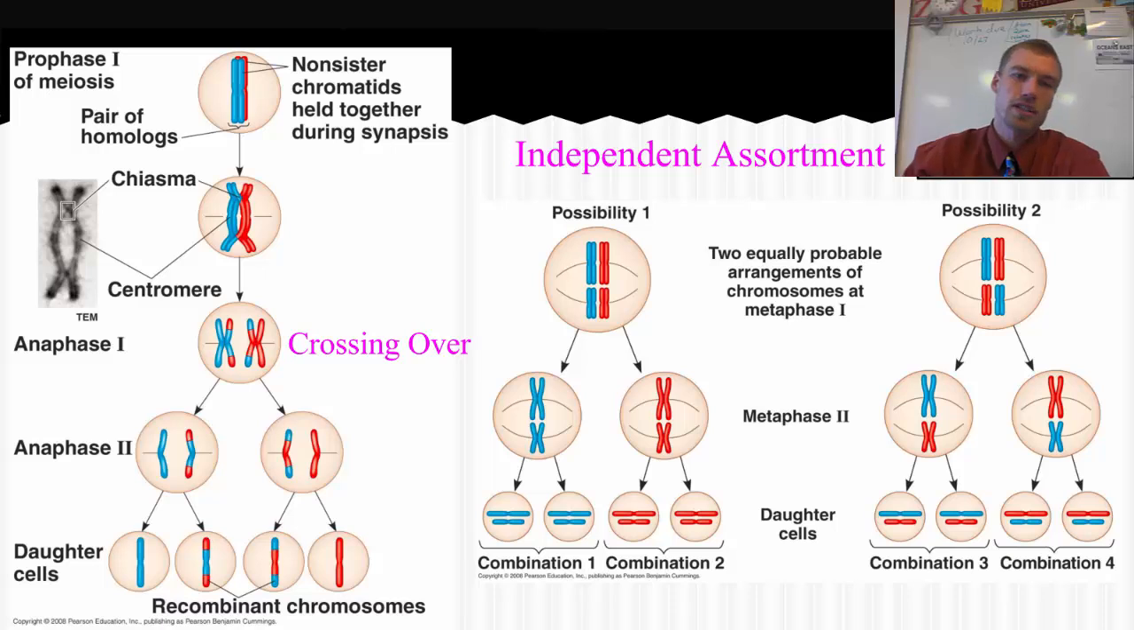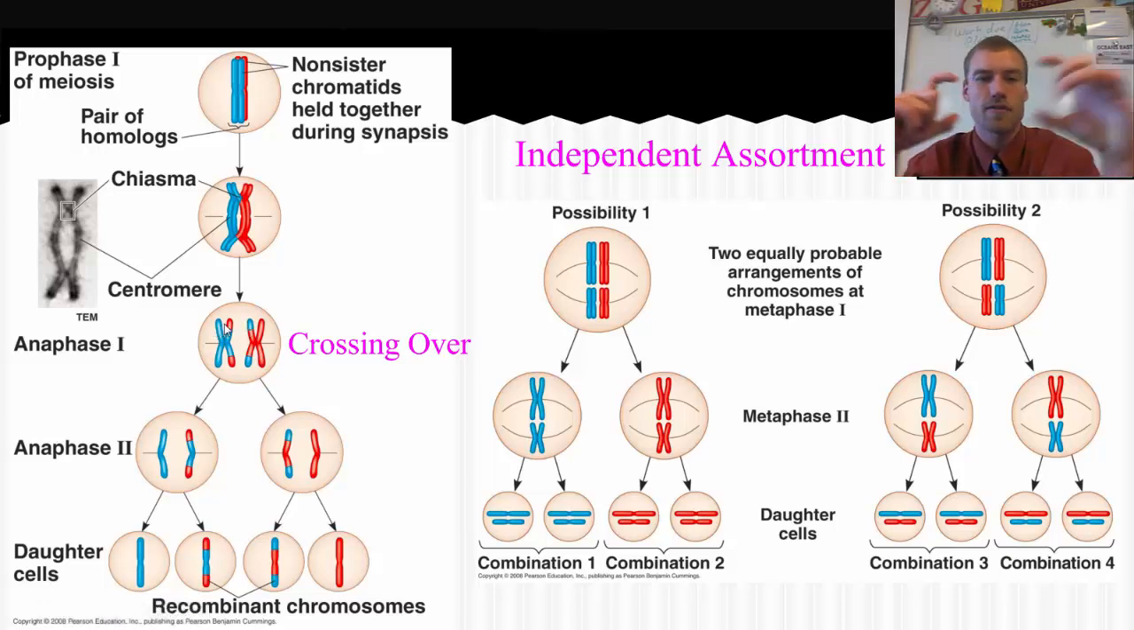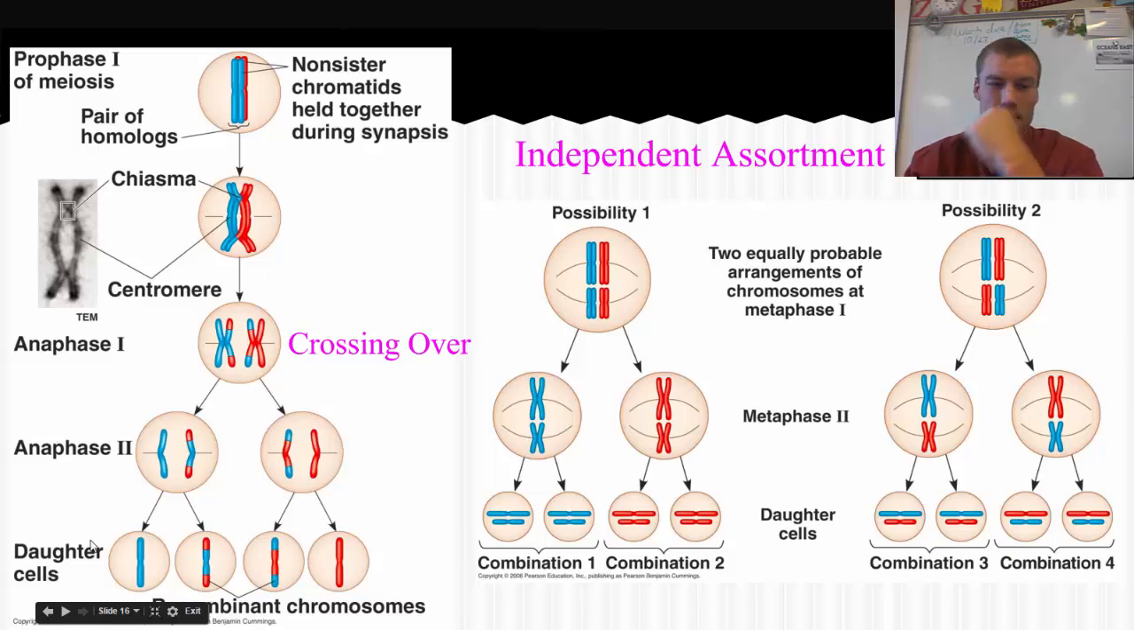Crossing over looks something like this. Remember, again, it occurs during prophase 1. The non-sister chromatids are held together during synapsis. These are the ones from the mother and the ones from the father. We've got the chiasmata that are going to be forming where crossing over is going to occur. We now end up with chromosomes that basically have swapped segments. So you have hybrid chromosomes that are partially maternal, partially paternal, and we end up with recombinant chromosomes, and we get distinct possibilities in each of the daughter cells.